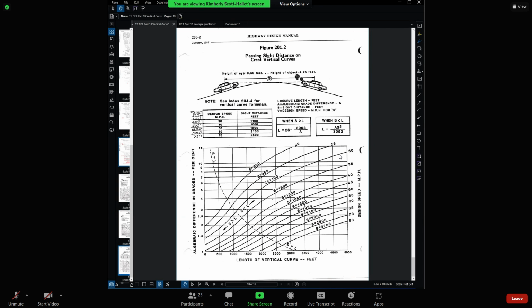And again, your passing sight distance is here as well. This table up here has your design speeds, your sight distance, and then your stopping distance is provided over here. You can see the sight distance is typically more critical than that stopping distance, and that's going to be true for all of these.